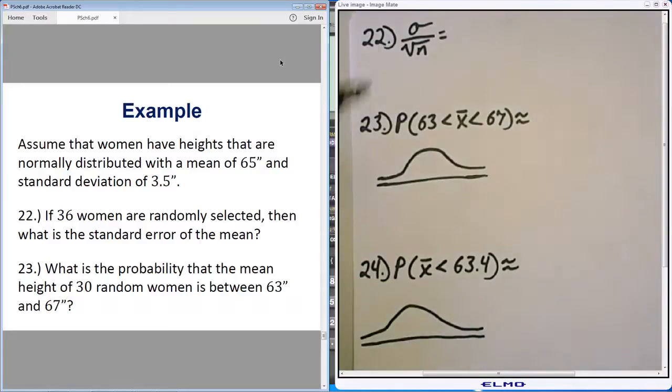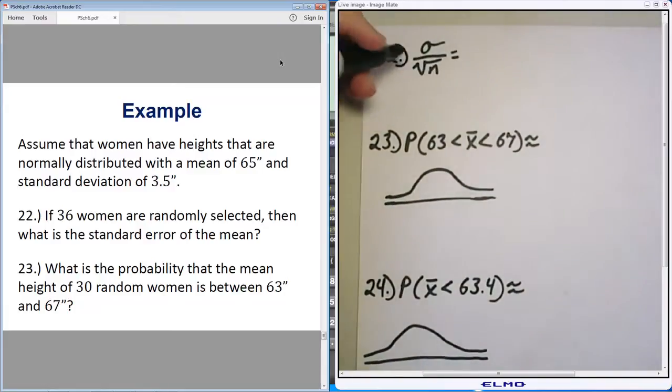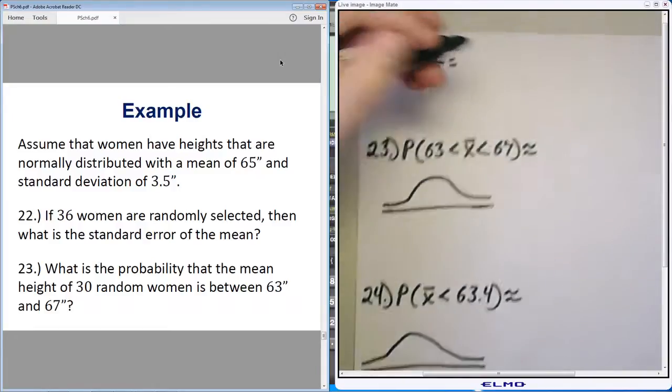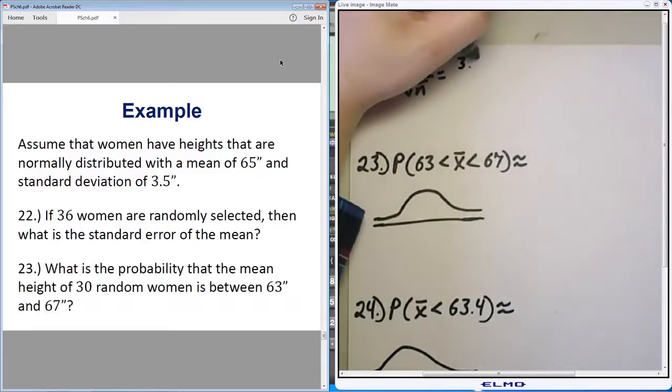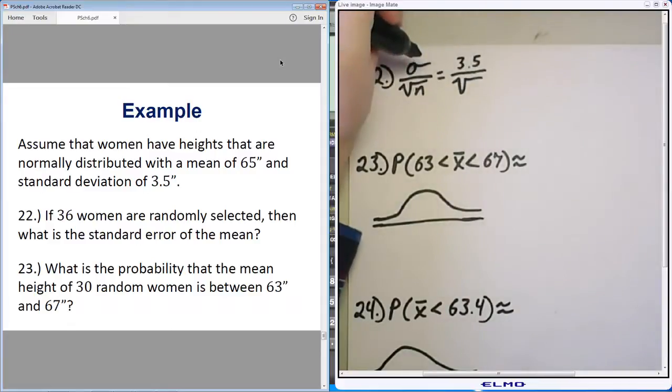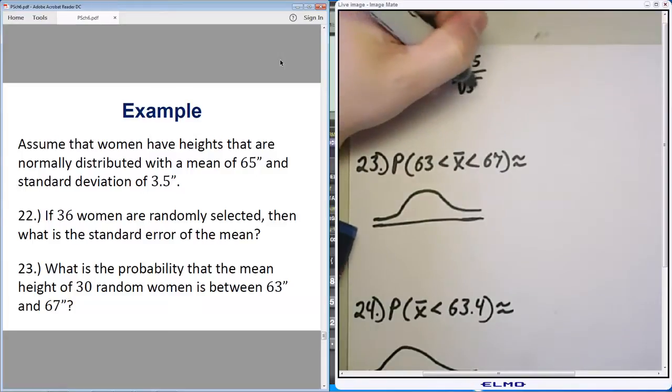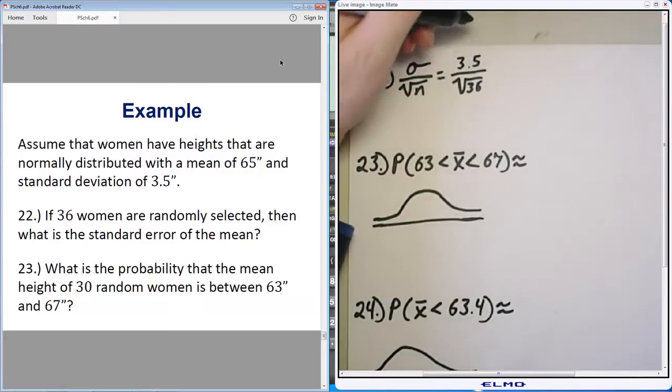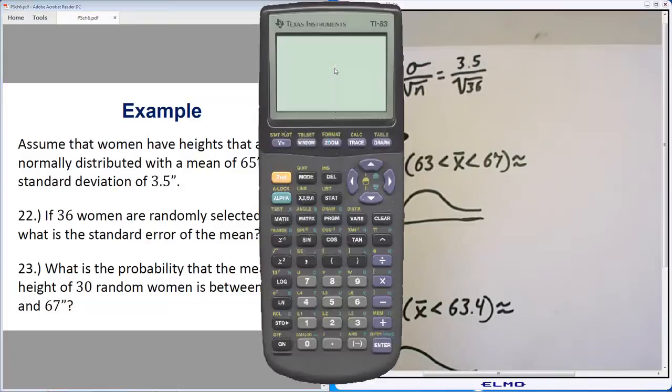So for number 22, I already have the formula written down. Standard error of the mean is sigma over the square root of n. Sigma is the standard deviation of the population, so that's 3.5. Lowercase n is sample size. The problem says 36. Now we can put that in the calculator and find our answer.